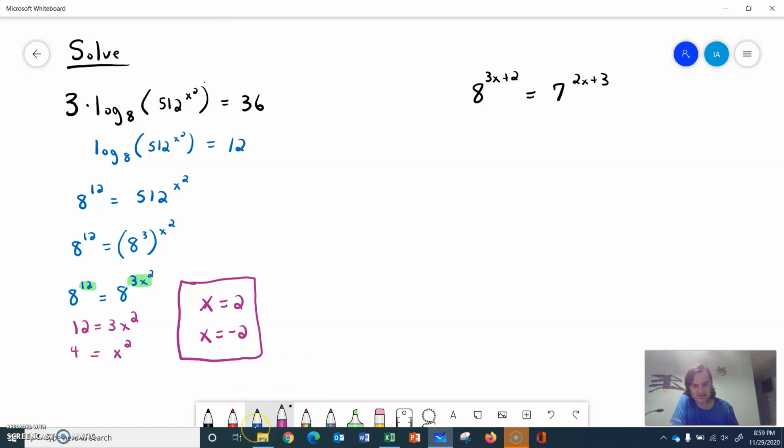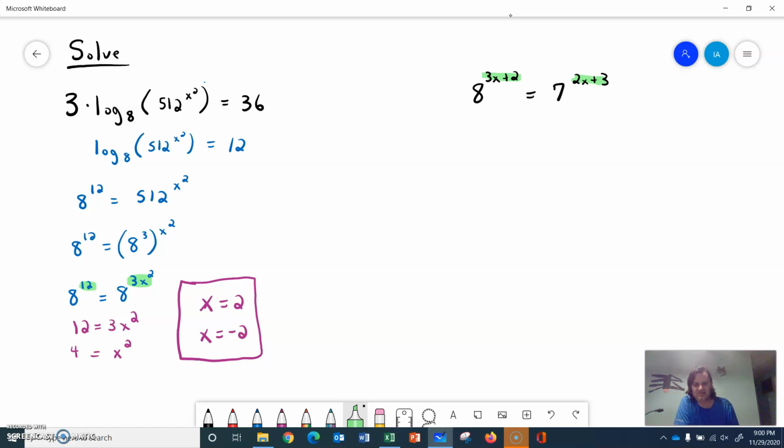The other problem over here is also a difficult problem. It's 8 raised to the 3x plus 2, and that's equal to 7 raised to the 2x plus 3. So you've got two things in the exponent position that you need to get out. Converting them to log form is semi-helpful, but not everything you need. I don't know that I would try to convert this to log form, because then you put an x inside the logarithm and an x outside the logarithm, and it gets kind of funky.